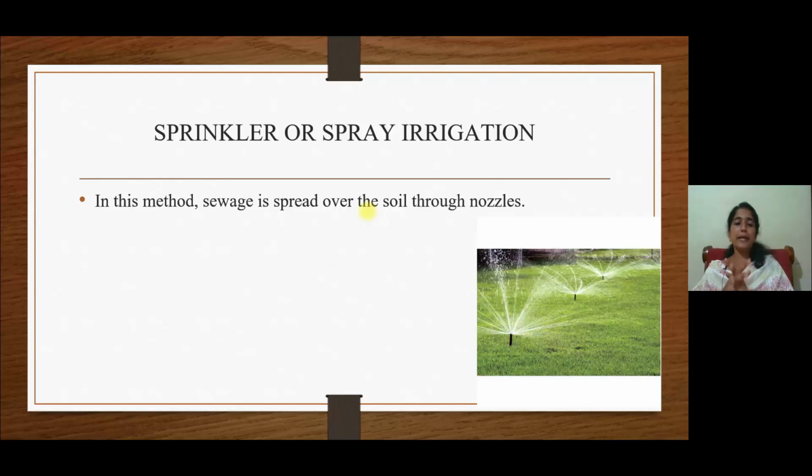Then, the sprinkler or spray irrigation. In this method, sewage is spread over the soil through nozzles. Before accepting this method, you have to provide proper filtration for the wastewater so that the spray nozzles do not get choked. By providing all the arrangements, we can sprinkle the wastewater onto the agricultural land or wherever we are giving this wastewater.